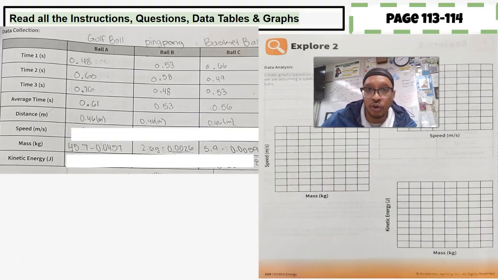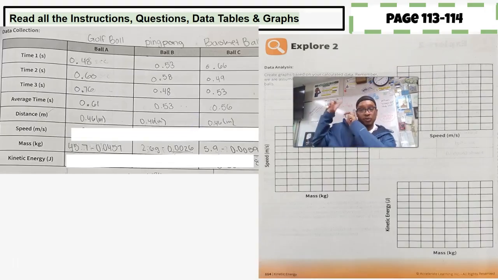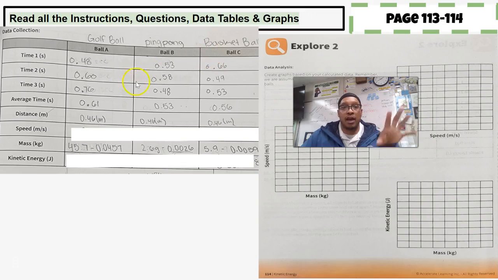For the people who do not have data, use this data right here. Pause the screen and get this all written down in your journal. I think this is page 113. The rest of this video is going to walk through the math of getting these things. So you have all this data. If you already know how to calculate speed, average time, and kinetic energy, move ahead. If not, I'm going to walk through that in this video.